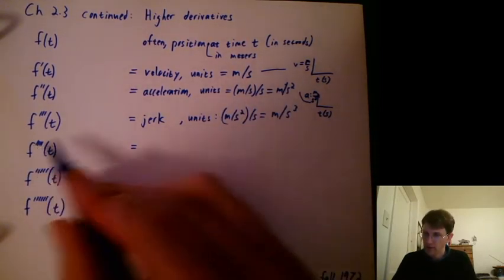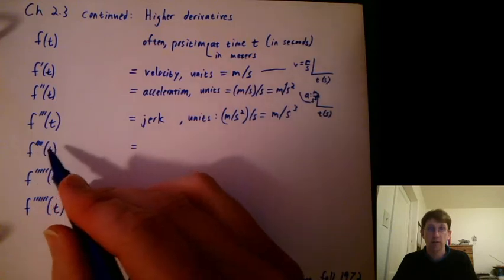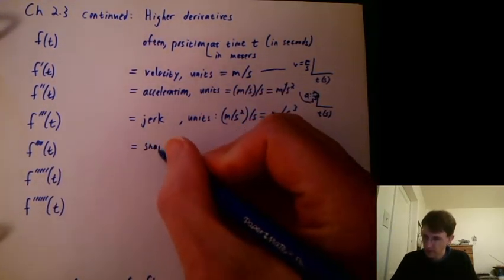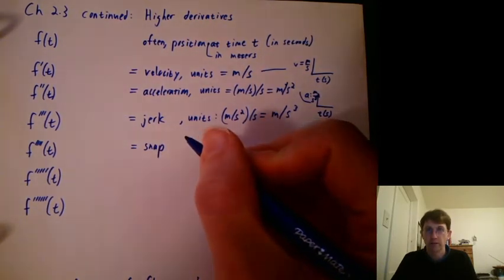How about the derivative of jerk? That would be f quadruple prime, and the name for that is snap, as in I hope my parachute lines don't snap, I guess.